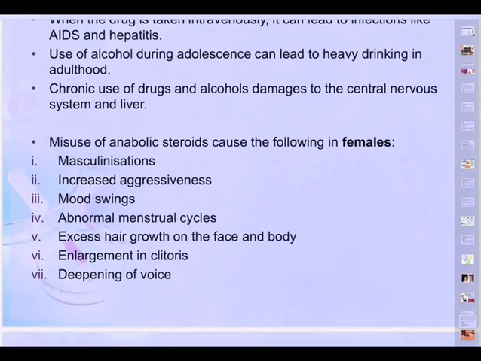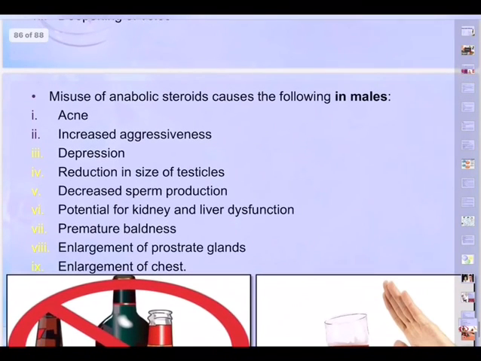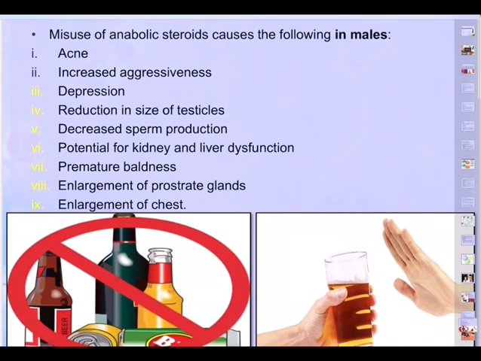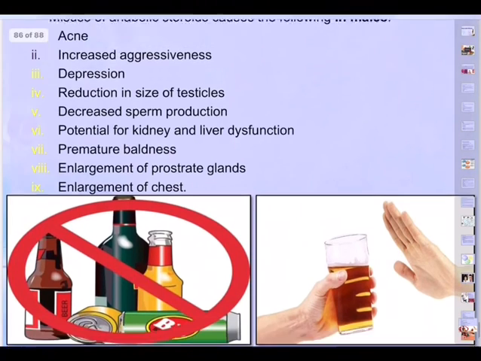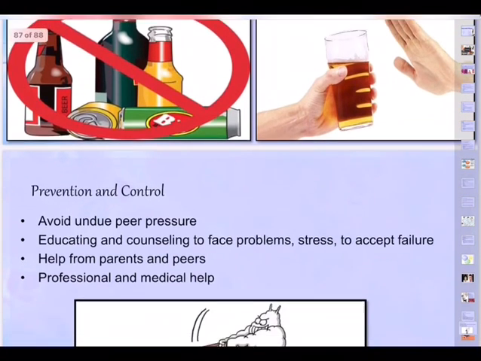So misuse of anabolic steroids can cause the following in females: masculinization, so appearance of male characters, increased aggressiveness, mood swings, abnormal menstrual cycles, excess hair growth on the face and body, development of mustache, beard, etc., and enlargement of clitoris, deepening of voice. Misuse of anabolic steroids in males: a lot of pimples, acne on the face, increased aggressiveness, violent behavior, depression, reduction in size of testicles, decreased sperm production, potential for kidney and liver dysfunction, premature baldness, enlargement of prostate gland, and enlargement of chest.